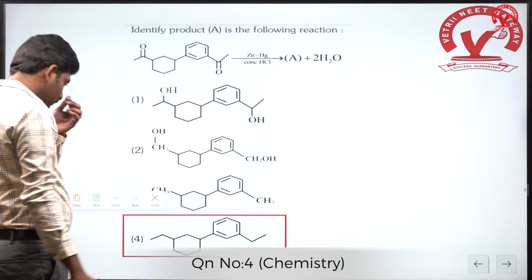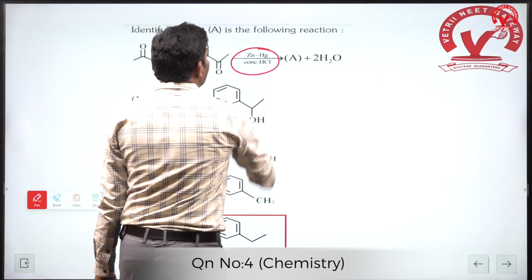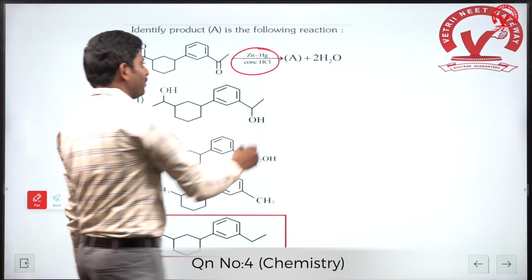So we will come to organic. As you observe this one, it is a Clemmensen reduction. It is the Clemmensen reduction.